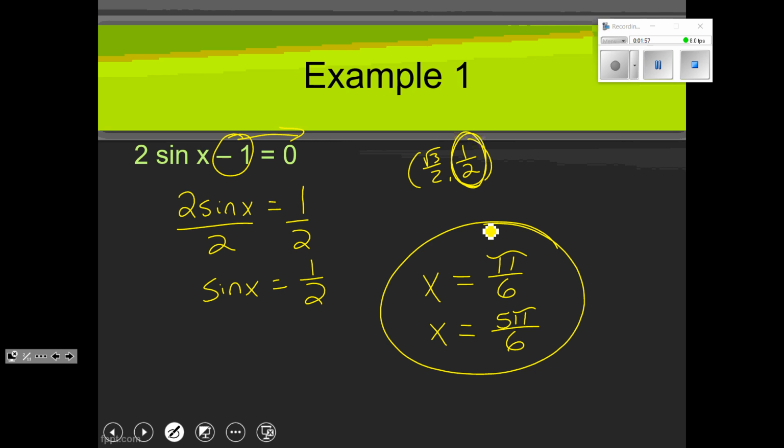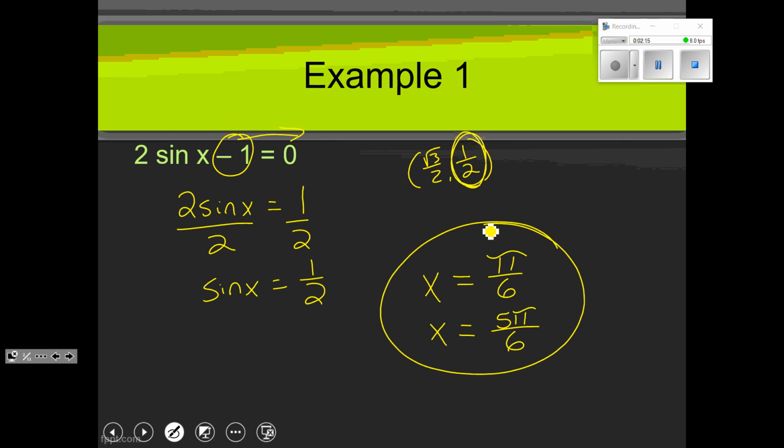Now if you go all the way around the unit circle, there's no other place where the y coordinate is positive 1/2. In the third and fourth quadrants, those are negative 1/2. So there's only 2 places where it is positive 1/2, at pi over 6 and 5 pi over 6.